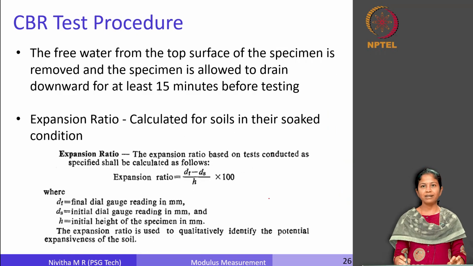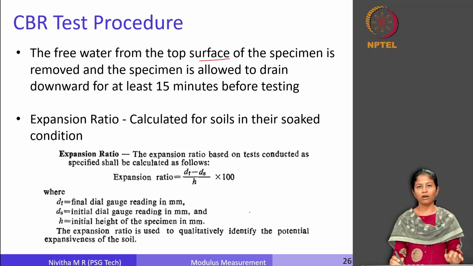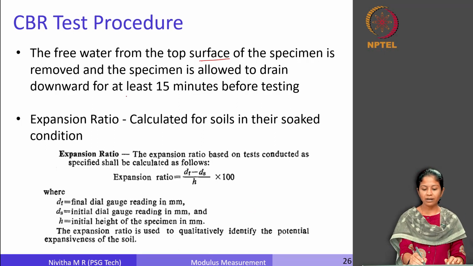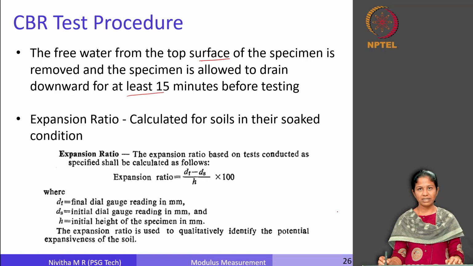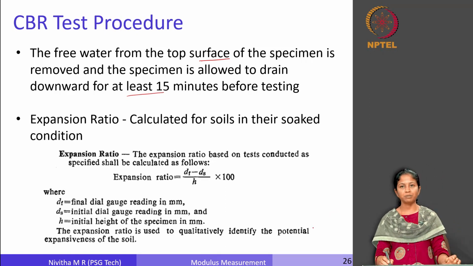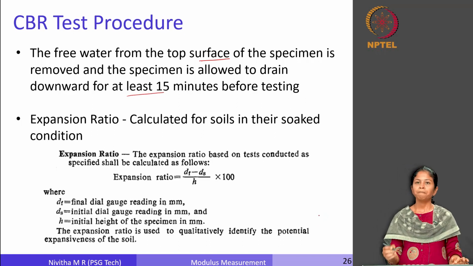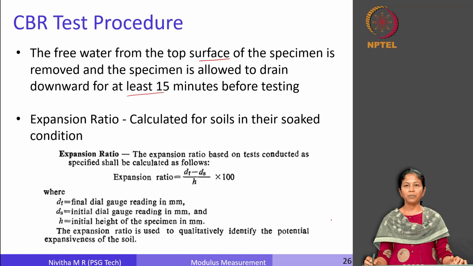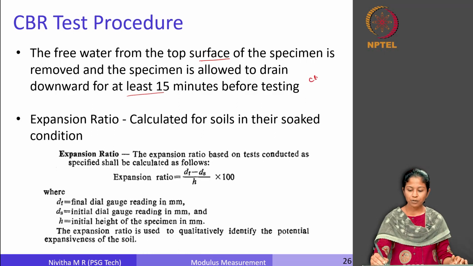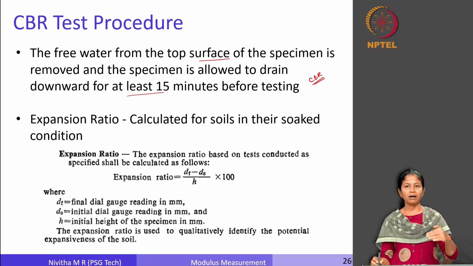Now once these readings are noted, you take the sample out of water, and then the free water from the top surface of the specimen should be removed, whatever water is there on the surface, and the specimen is allowed to drain downward for at least 15 minutes before you test it, right. You should let all the water drain from the specimen for 15 minutes before you test it. Once this is done, the same CBR test procedure that we had discussed before can be performed on this specimen also. Like you load it, you apply load penetration at the rate of 1.25 mm per minute, all the procedure that we had discussed before will be applied to this soaked specimen also.